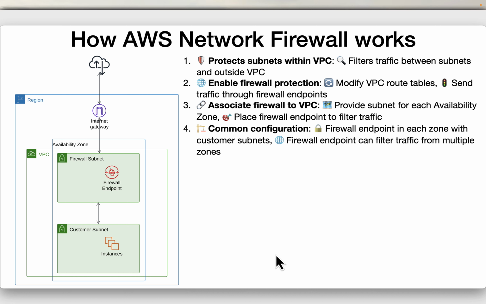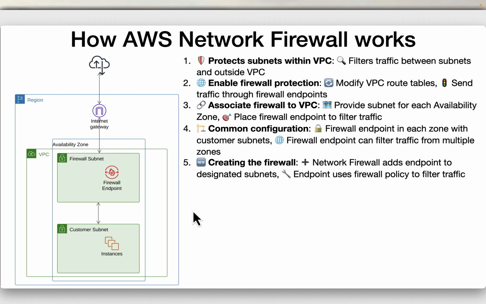A common configuration is to have a firewall endpoint in each zone where you have customer subnets that you want to protect, but you can also have a firewall endpoint filter traffic from multiple zones. So I just want to correct myself. You can have a firewall endpoint filter traffic from multiple zones also. You can do that kind of configuration also. So when you create the firewall, Network Firewall adds a firewall endpoint to each of the designated subnets. Each firewall endpoint uses the firewall's associated firewall policy configuration to filter traffic that you route through it. So this will have the firewall policy, what action or what behavior to take.